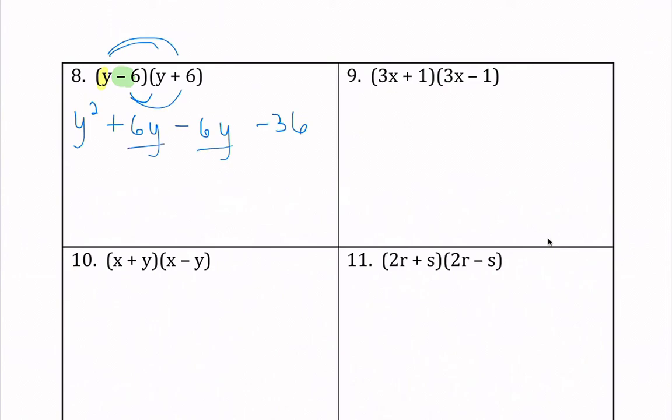Combine my like terms, so my y squareds drop. So I have a positive 6y and a minus 6y. Well, I know 6 and a negative 6 would cancel, so my y's cancel out. But I can't forget to drop my minus 36.